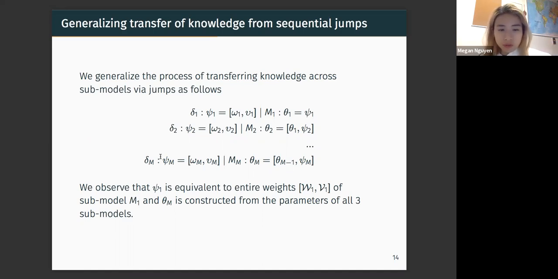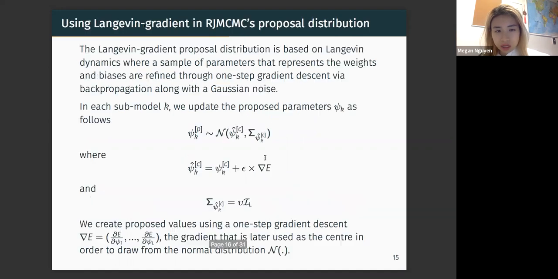And so if we look at this, then we can observe that, for example, psi one, which represents our first jump, is just equivalent to the entire weights of the first submodel, whereas theta m is constructed from the parameters of all the submodels. So it can cover all the possible parameters of all the submodels that we look at.